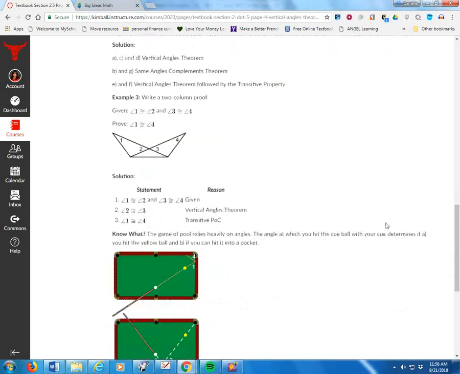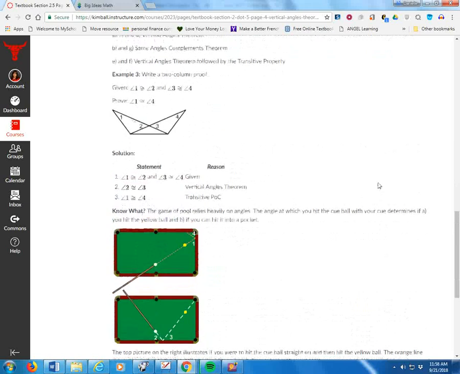What do I want to do now? Let's just do this proof, and we'll go through how to write a two-column proof to prove things that we're asked to prove. So this one says, given in this diagram, angle 1 is congruent to angle 2. What does that mean? Congruent.